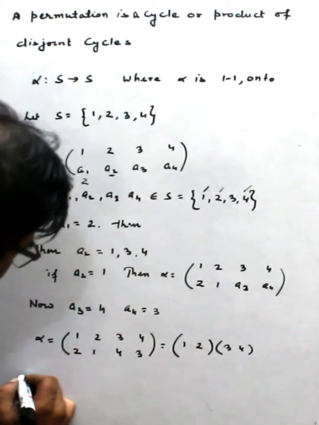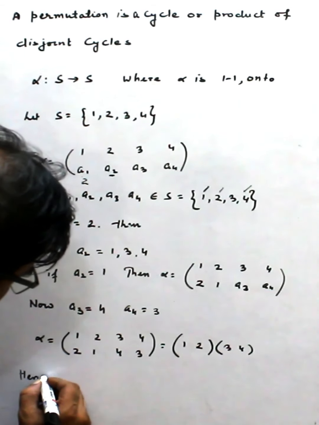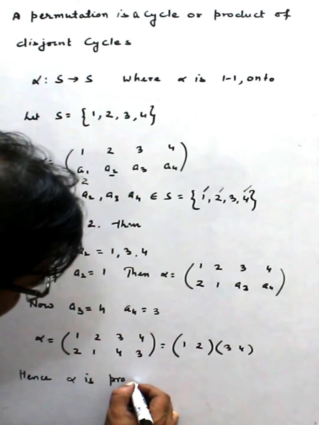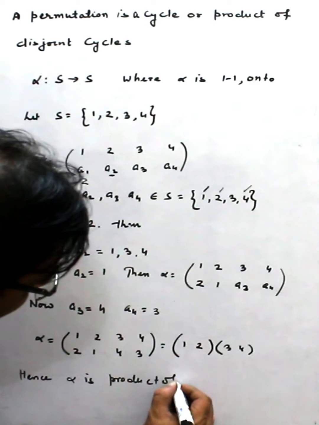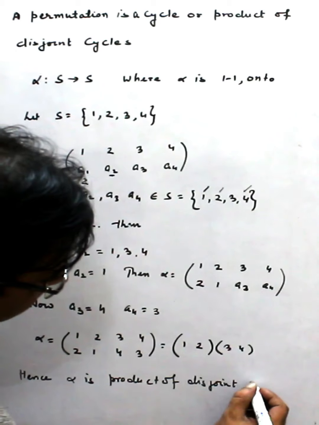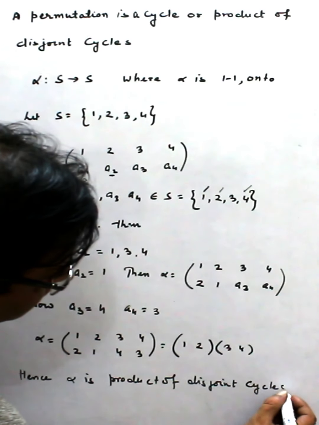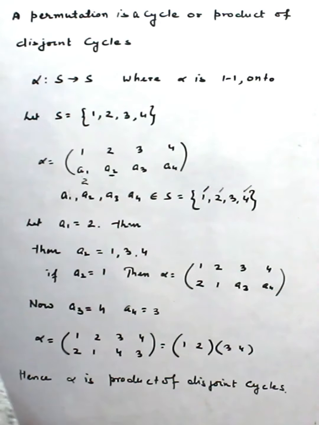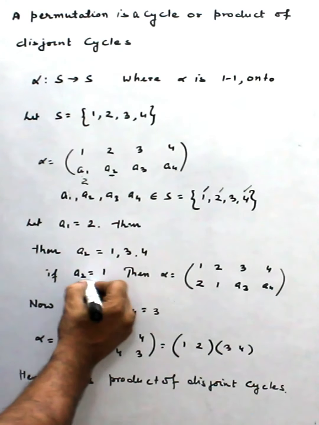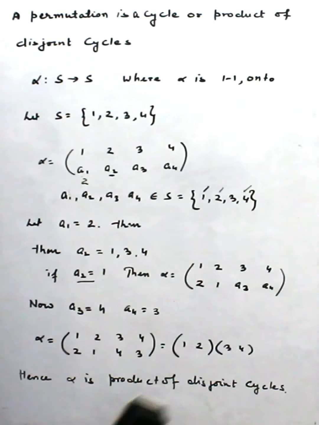Hence alpha is a product of disjoint cycles. Again, we come to the point where we don't choose A2 equal to 1. Now we come here again.